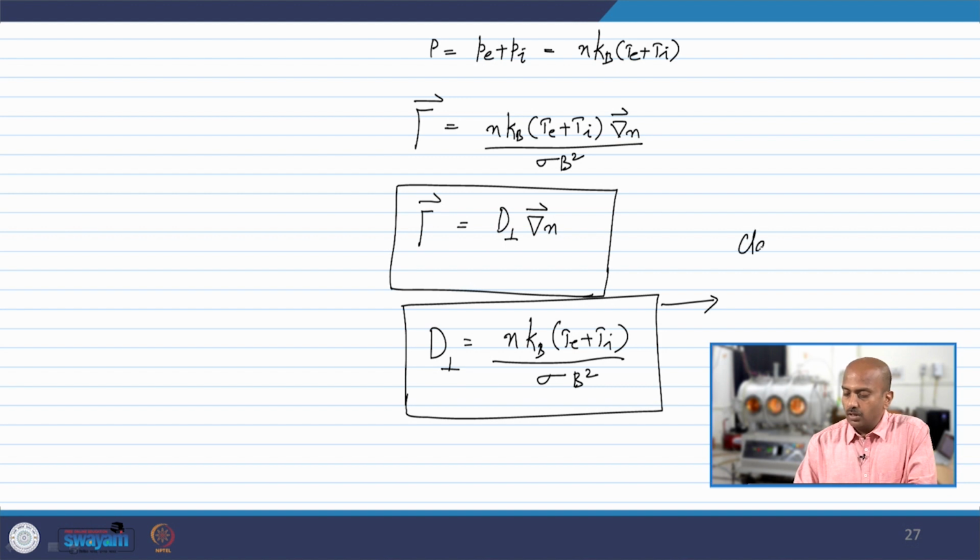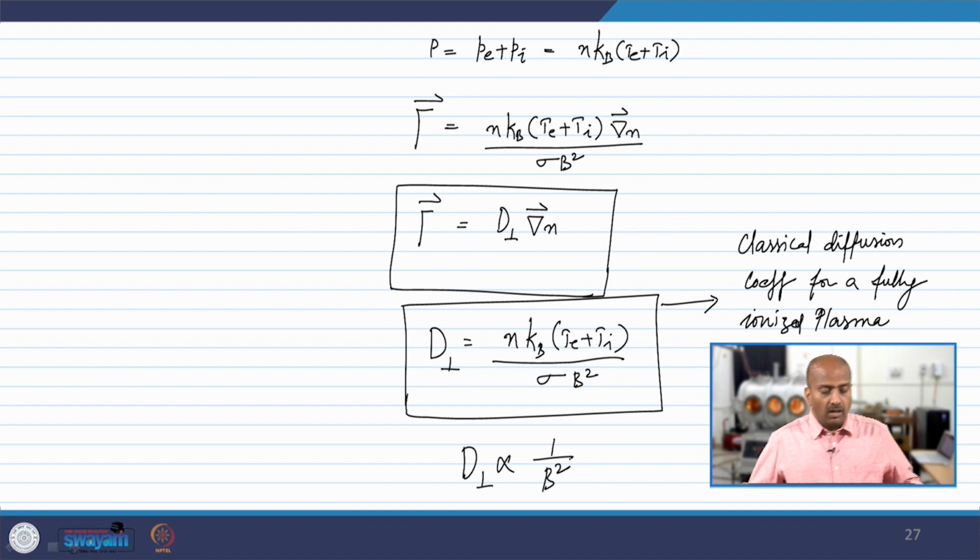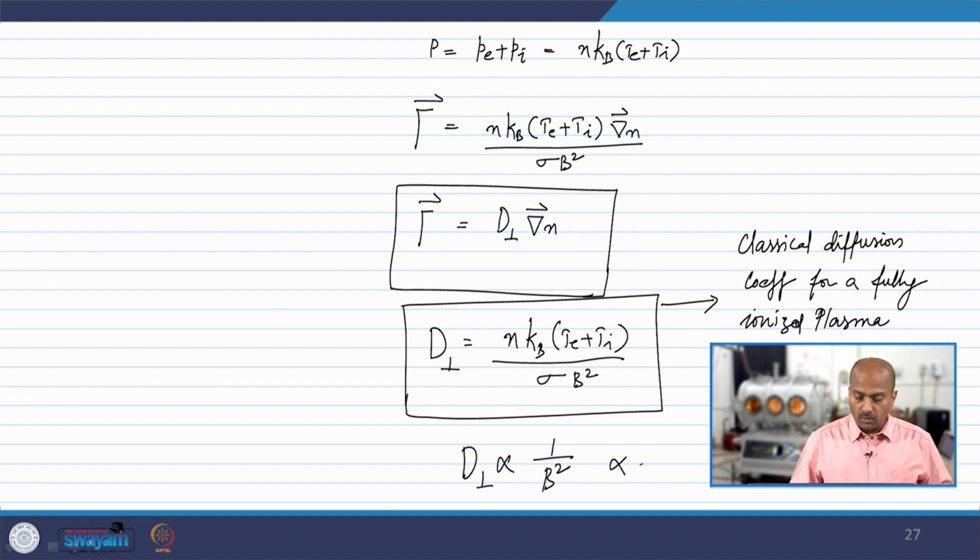What is this? This is the classical diffusion coefficient for a fully ionized plasma. Just for reference, D perpendicular is proportional to 1 by B square. And for a Maxwellian distribution of, let us say, velocities, you will realize that D perpendicular is proportional to the number density, and we know that sigma, the conductivity, is proportional to T to the power of 3 by 2 if it is a Maxwell distribution, which means that D perpendicular is proportional to 1 by root T.